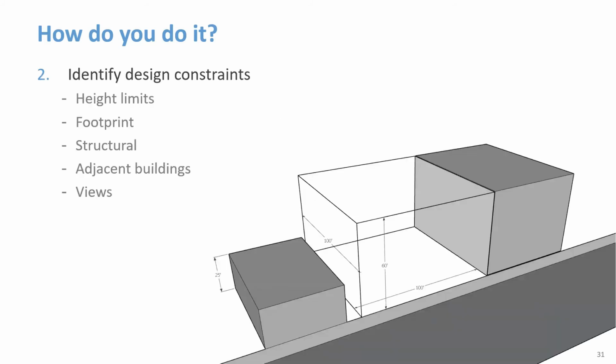So identify design constraints. So there may be constraints to consider when setting up your simple box modeling alternatives, things like height limits or footprint constraints or structural system requirements, steel, wood, or concrete. Adjacent buildings, of course, can have a significant impact, and then owner requirements like access to views may affect where windows need to be located.